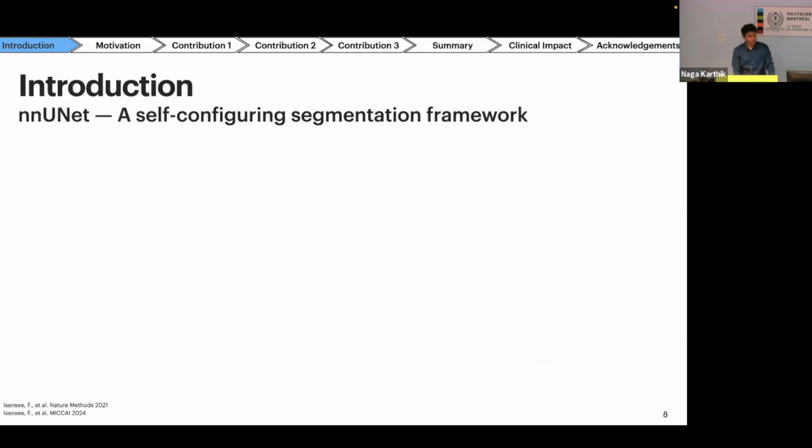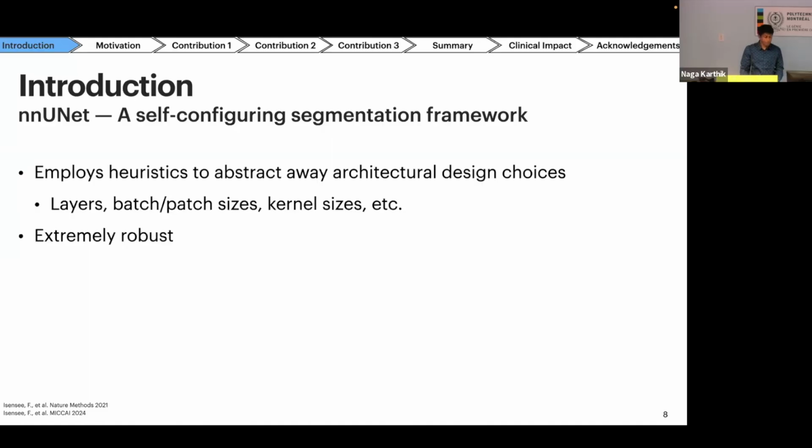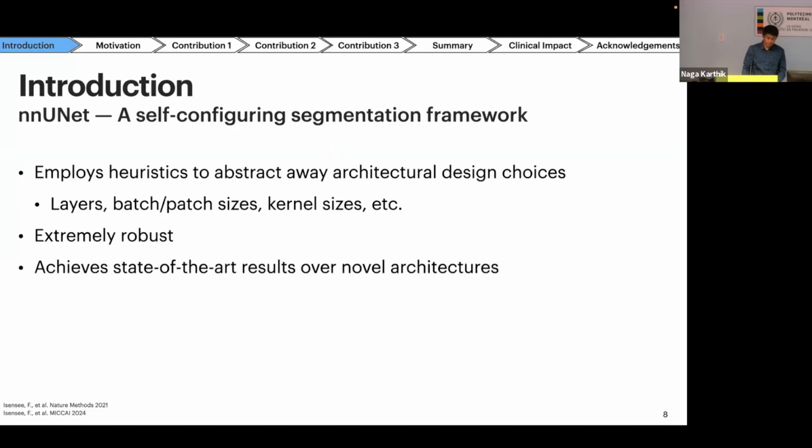But in the space of medical image segmentation, nnUNet deserves a special mention. This is a self-configuring segmentation framework that employs some rule-based parameters to abstract away some of the architectural design choices that we usually have, such as the number of layers we need, patch sizes, and also kernel sizes of the convolutions, etc. We have seen over the years that this framework is extremely robust and continues to achieve state-of-the-art results over novel architectures on several different data sets.